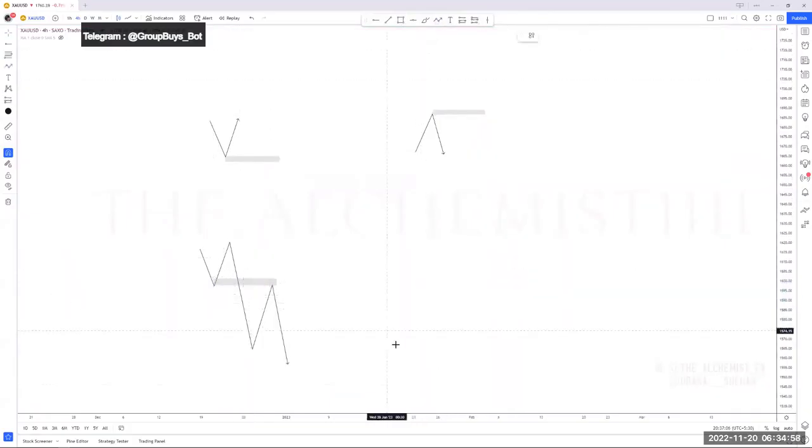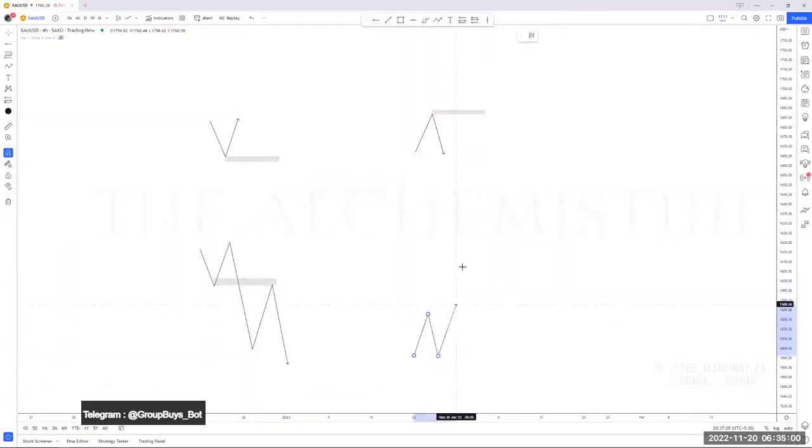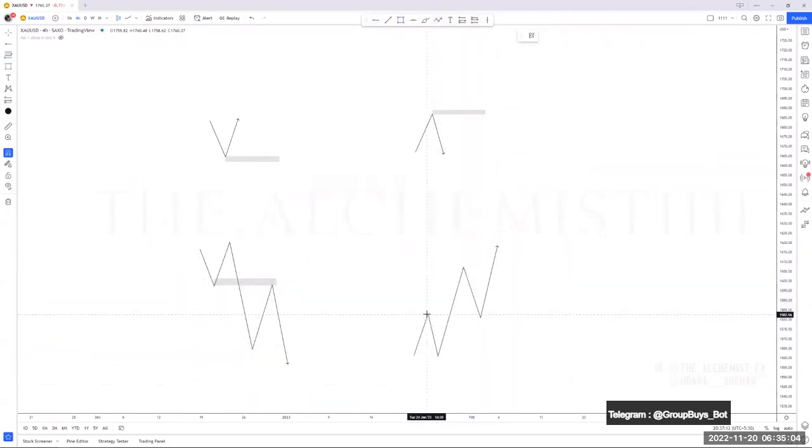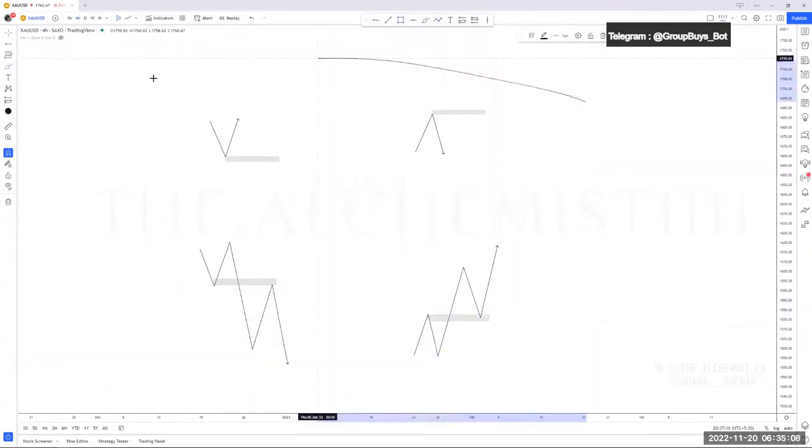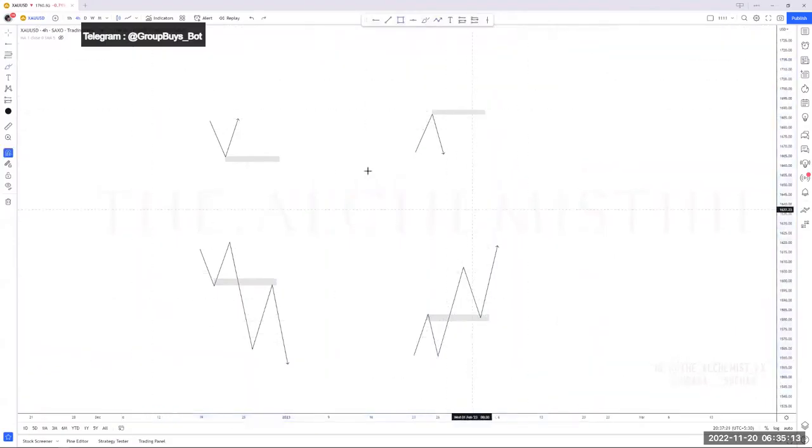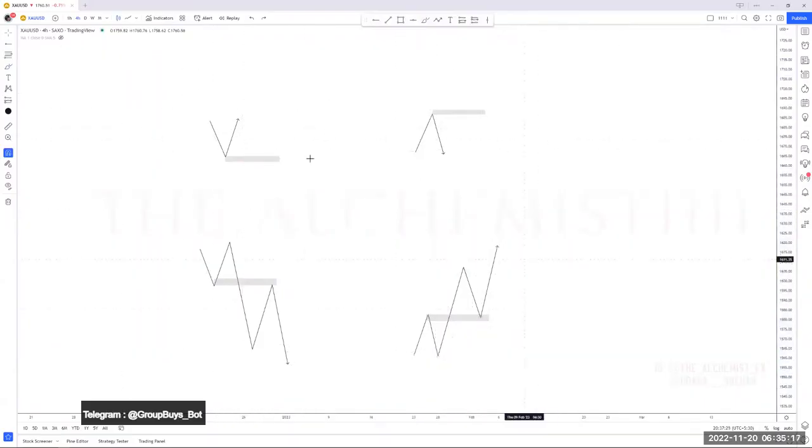If a resistance breaks, it will turn into support once again. Okay, so these areas can also be used as POIs, or as key levels. So remember, these are the only ones actually, the major ones. There are more, I'll show you. So these are the major types of key levels or POIs that we use.